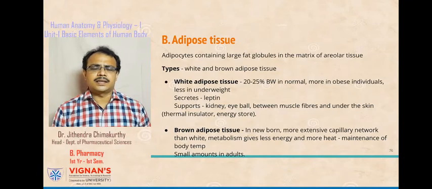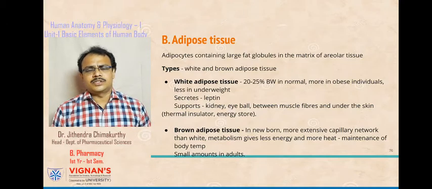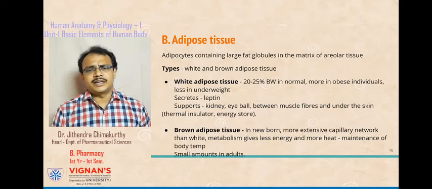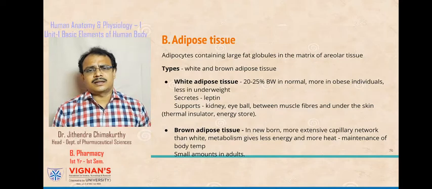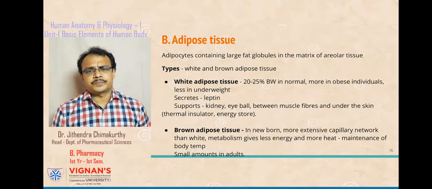Now let's see the other type of connective tissue, that is adipose tissue. Adipose tissue is also called fat tissue in common terms, and this tissue consists of a large number of adipocytes which are present in the loose areolar connective tissue. There are two types of adipose tissue, white adipose tissue and brown adipose tissue.